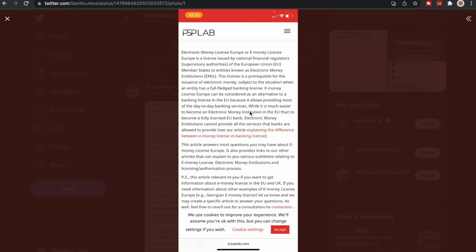While it is much easier to become an electronic money institution in the EU than to become a fully licensed EU bank, electronic money institutions cannot provide all the services that banks are allowed to provide.